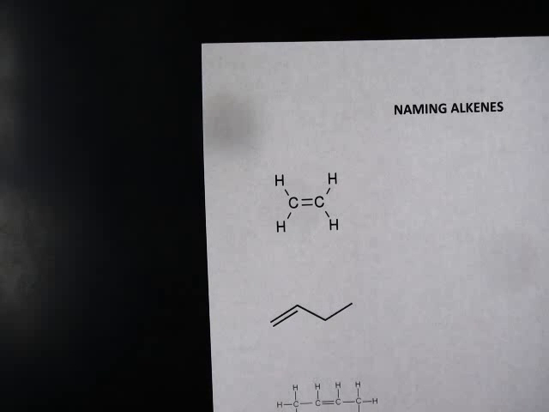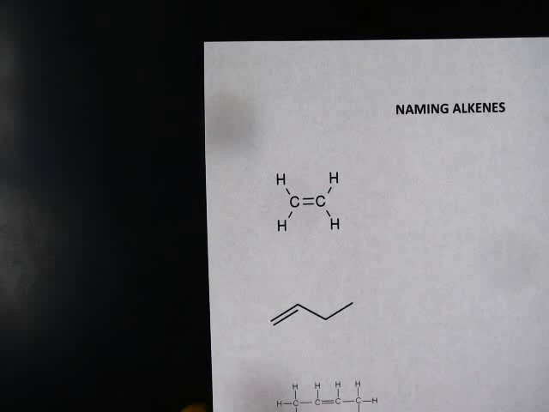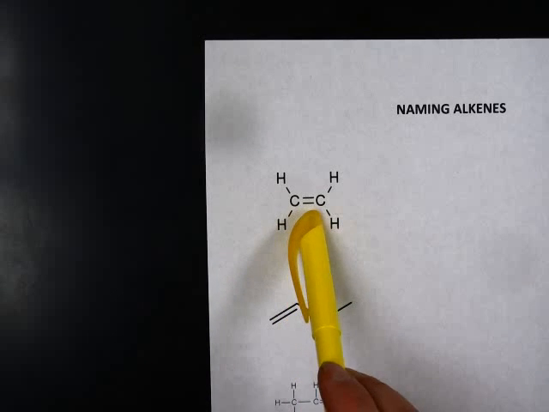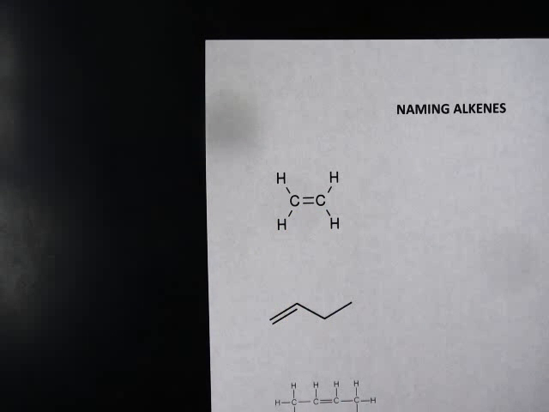Alright, now let's see how things change when we start naming alkenes. Alkenes, of course, have a double bond between carbon atoms. We'll do the same thing we've been doing. We'll say, what's the longest continuous chain? In this case, what we're asking is what's the longest continuous chain that includes the double bond.